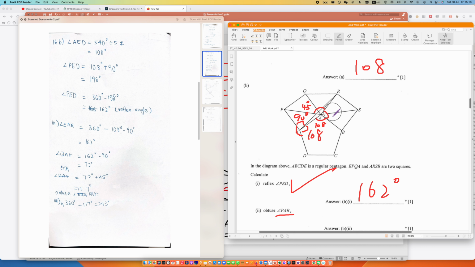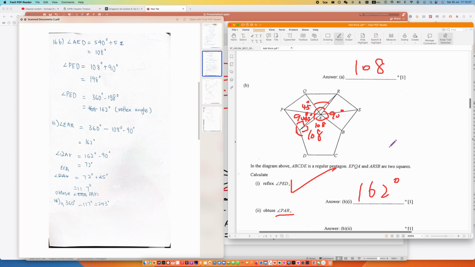RAB is 90. Correct. And then PA, this is 45. Correct. Then 360 minus 90 minus 108 minus 45. Then you can get this one, right? The whole thing. Okay, good.